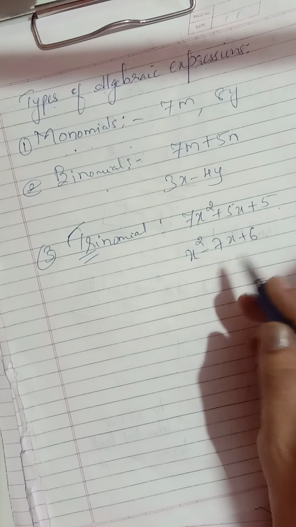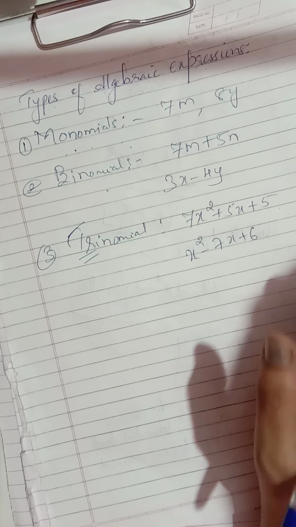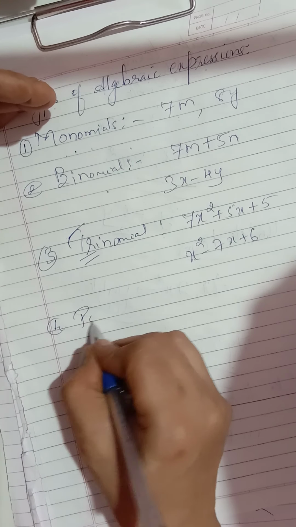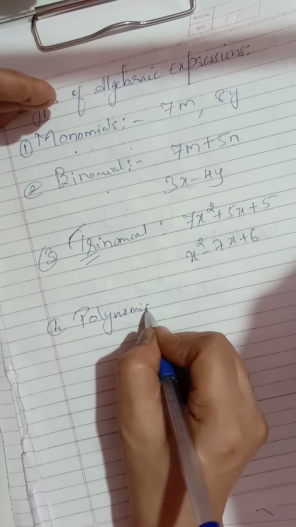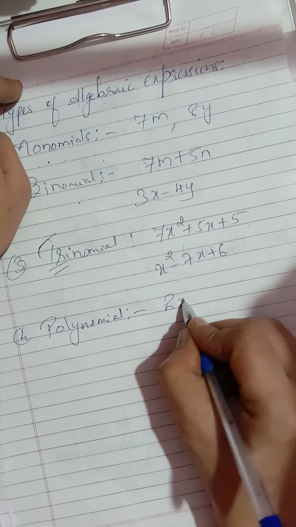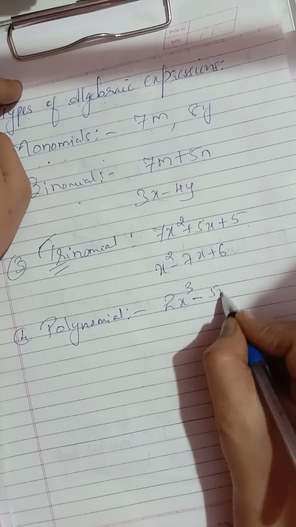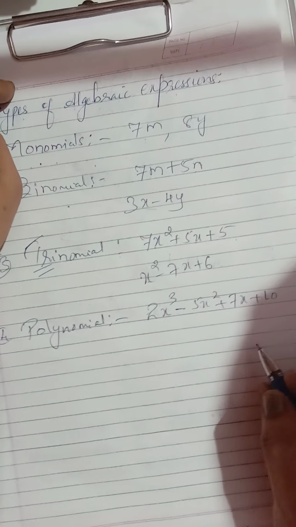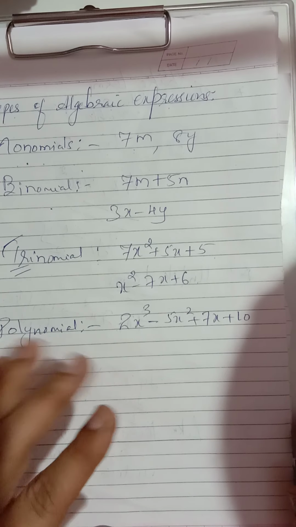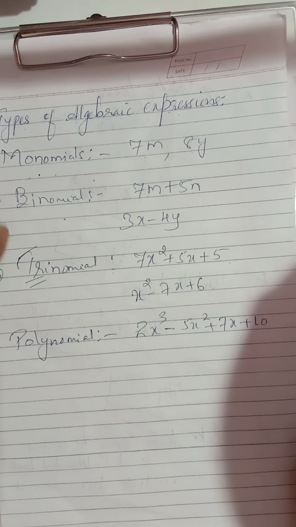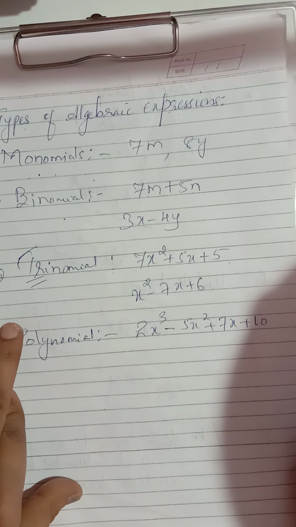Then an algebraic expression which has more than 3 terms is called polynomial. Okay children, so this polynomial will have more than 3 terms. Suppose if I write 2x cube minus 5x square plus 7x plus 10. So how many terms? 1, 2, 3, 4. 4 terms. So it is called polynomial. So I hope children you have understood what is meant by monomial, binomial, trinomial, polynomial.